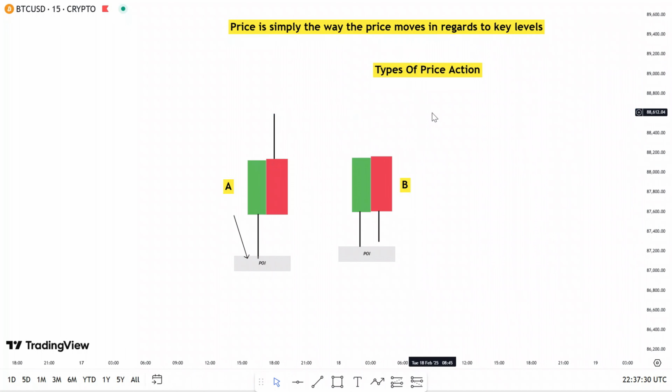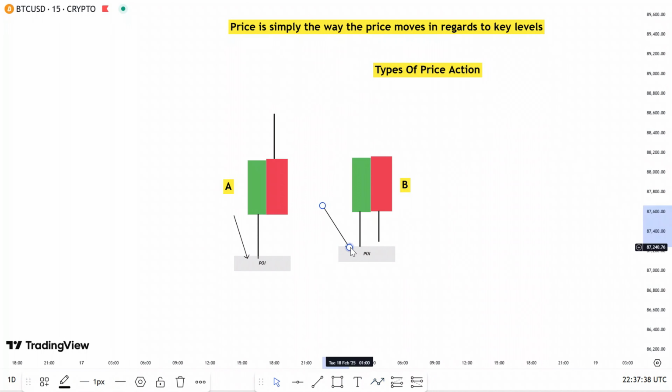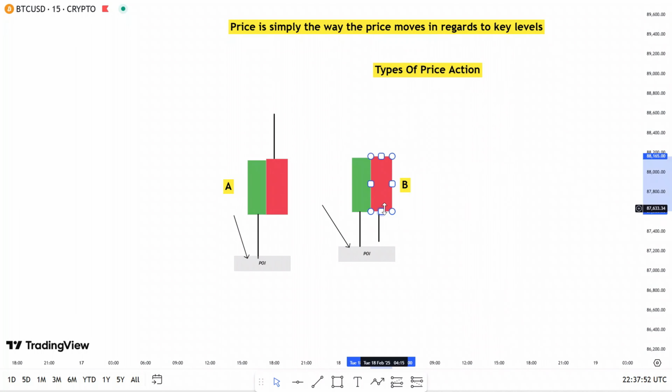Now let's move to price action B. Now for price action B, we are still in an uptrend. As soon as the market got to your point of interest, the market wicked out, the market rejected your point of interest with this wick, right? Now the second candle forms, and immediately the second candle forms, the market started trading down to your point of interest.